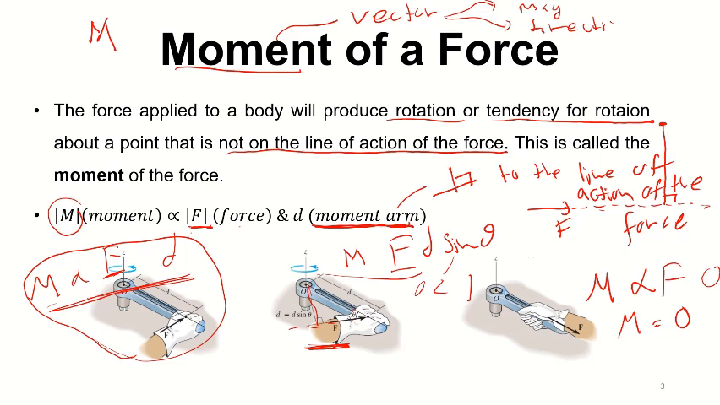Just to remember, moment arm is the perpendicular distance to the line of action of the force from the axis of rotation, right? And the moment is a vector, so it has direction and magnitude. So the magnitude is proportional to the magnitude of the force and the moment arm. We'll see how to find the direction in the next slide, right? But just here you should remember these things. What is moment? Moment is a vector, and the magnitude of the moment is proportional to what, right?